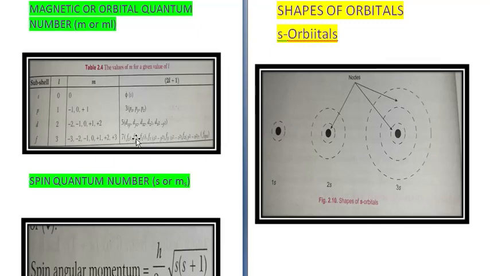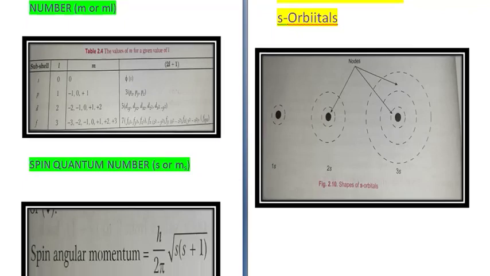Then if it is the f subshell, the value of l will become 3. m will range from minus 3 to plus 3, so you get minus 3, minus 2, minus 1, 0, 1, 2, 3. There are 7 values, and 2l plus 1 also gives you 7. So there are 7 f orbitals. Alright. The next quantum number is the spin quantum number.